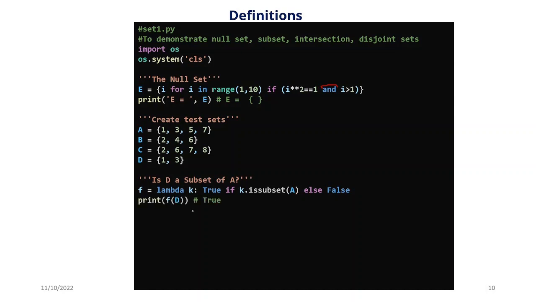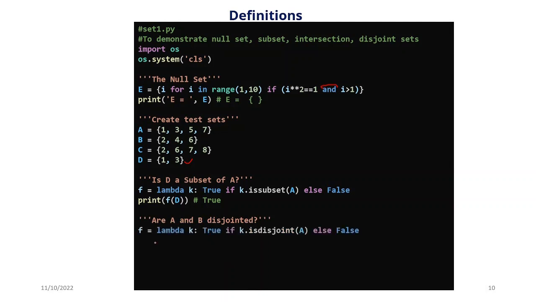So we can now call this lambda function by using f(D). So we want to say if D is a subset of A, print true, otherwise print false. Definitely it's going to print true because D is a subset of A. In fact, it's not just a subset, it is a proper subset of A. Are A and B disjoint? We can see already that they are disjoint.